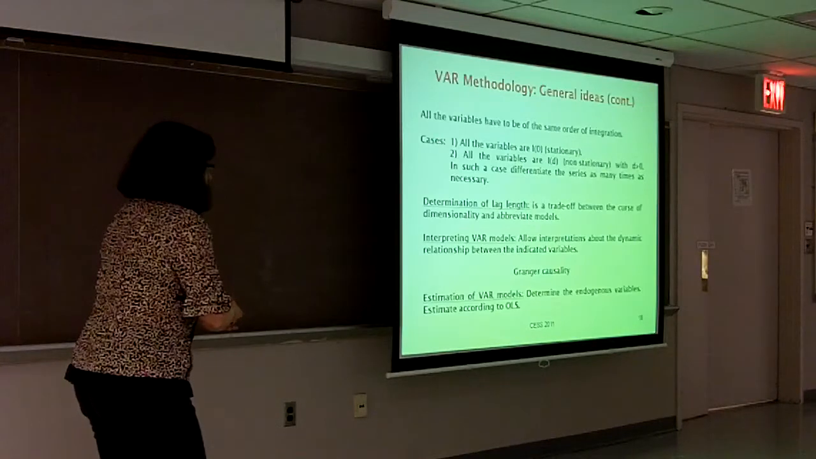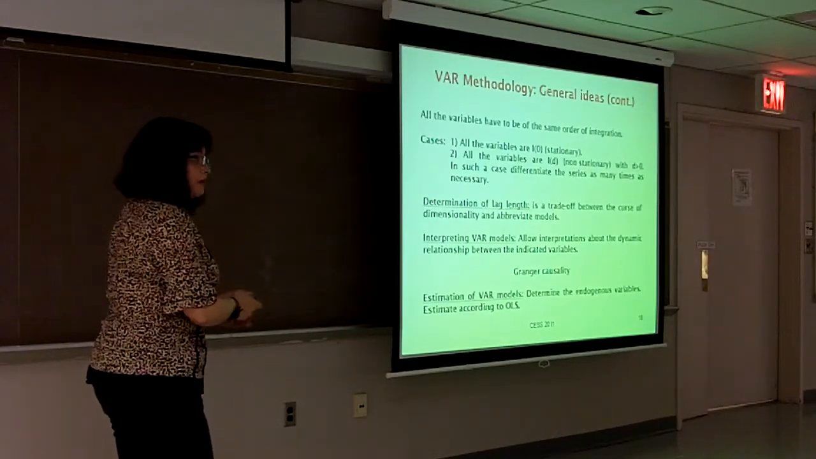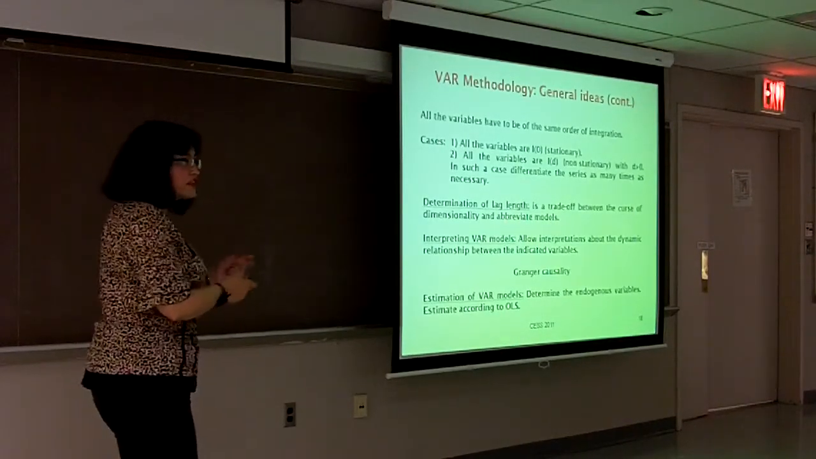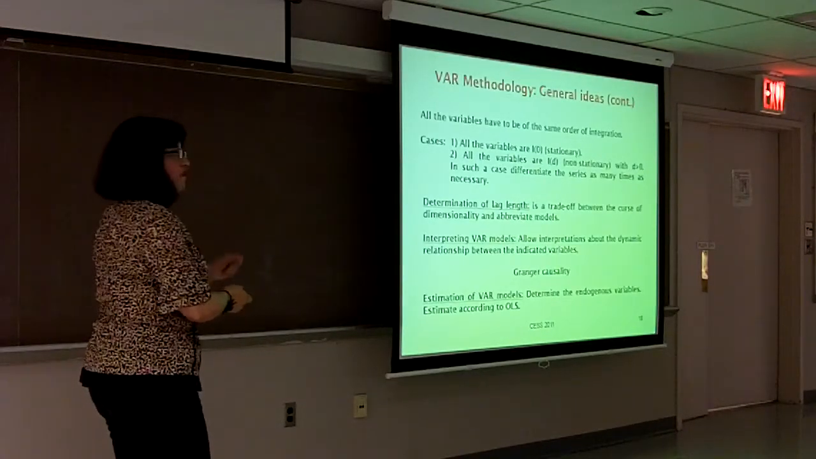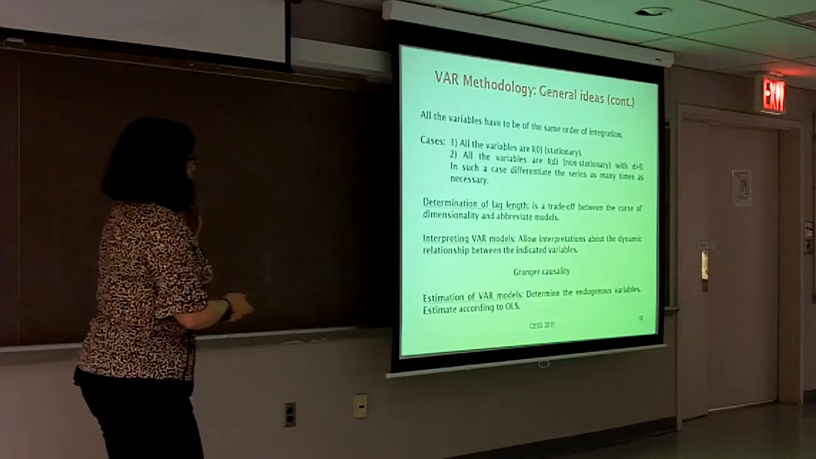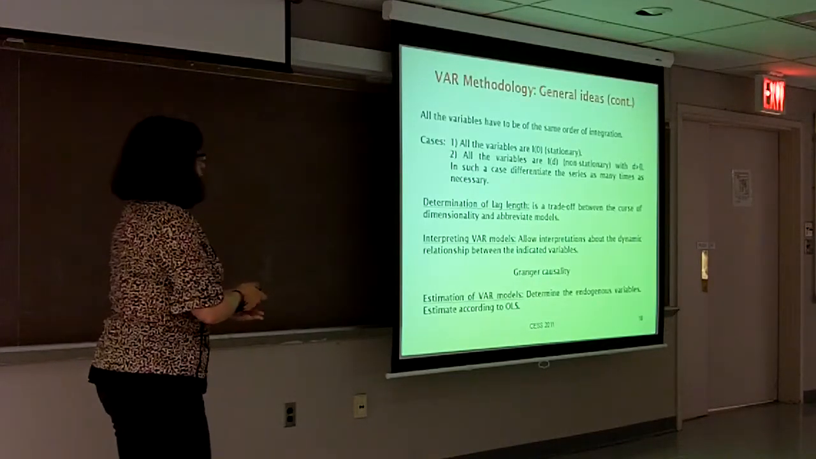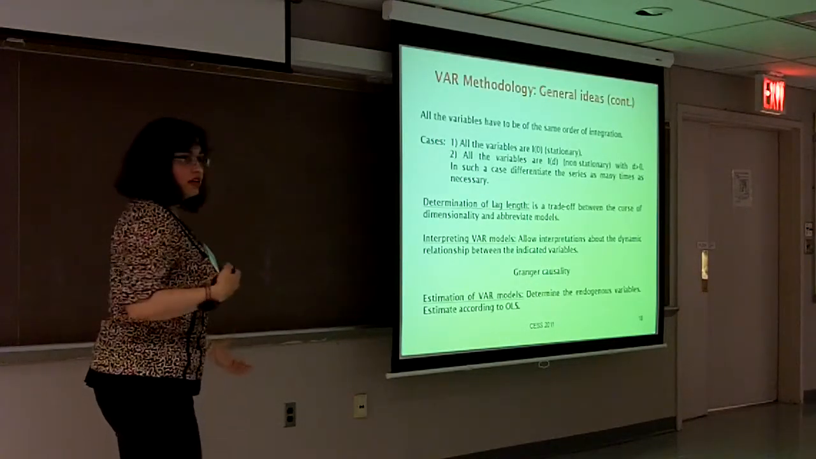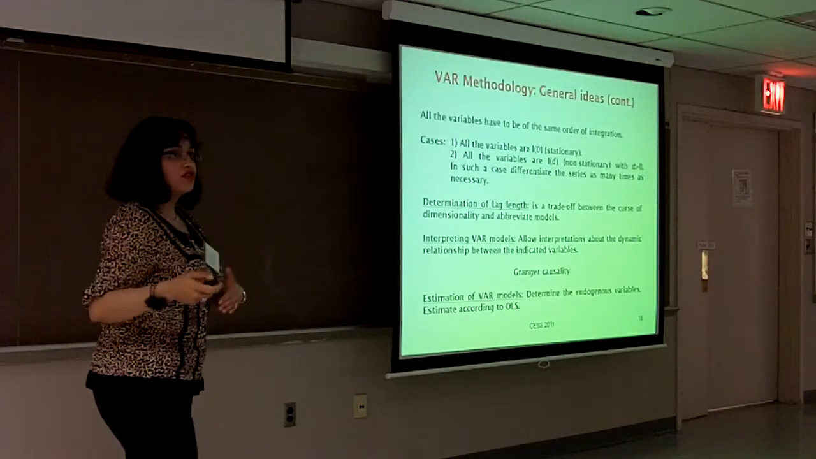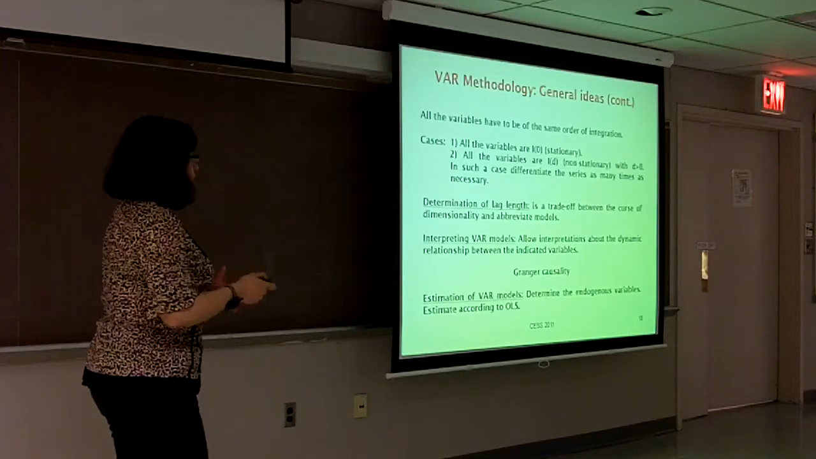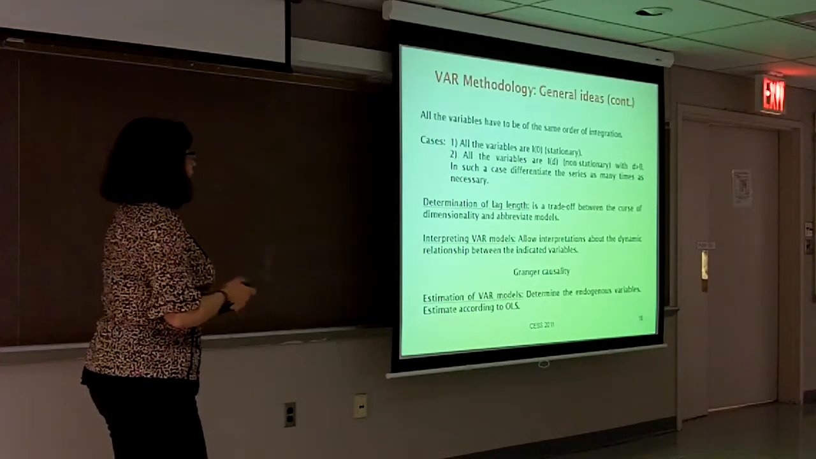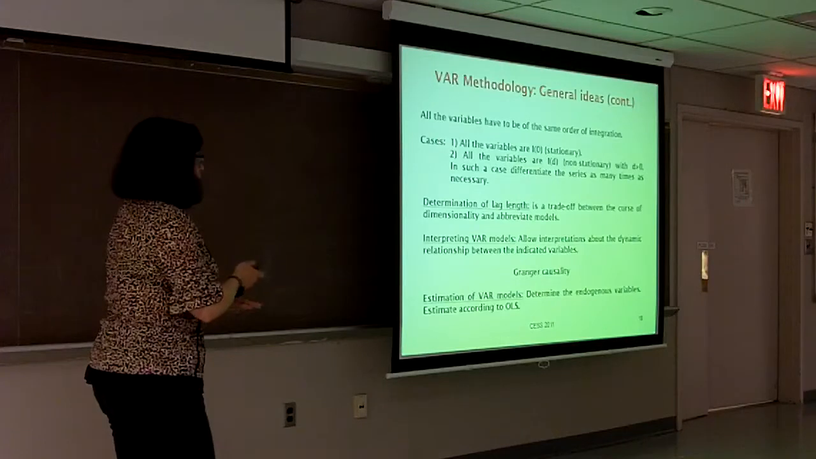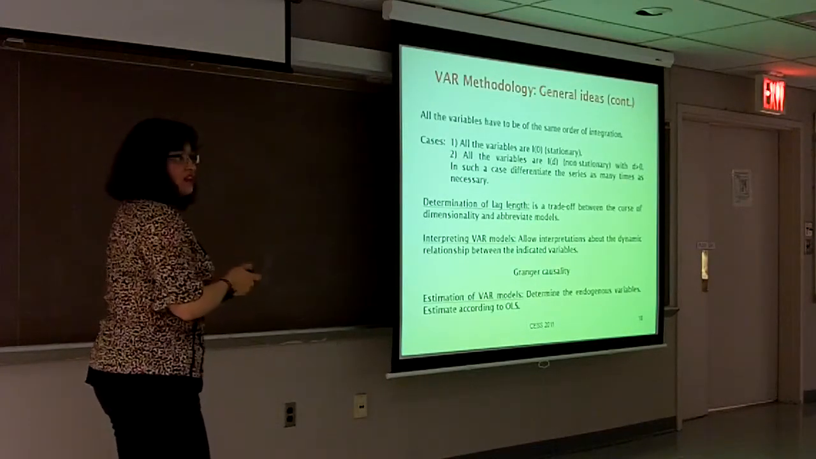So another important thing here is the determination of the length, the P. It's a trade-off between the curse of dimensionality and an aggregate model. There's no recipe to find the correct number of periods that you are going back in time, but if you put small numbers, probably you are losing information, so that's a bad point. And if you put a very large number, you are estimating a lot of parameters there, and probably you are adding information that you don't need. So this is a balance, and you need to check which works better for you.